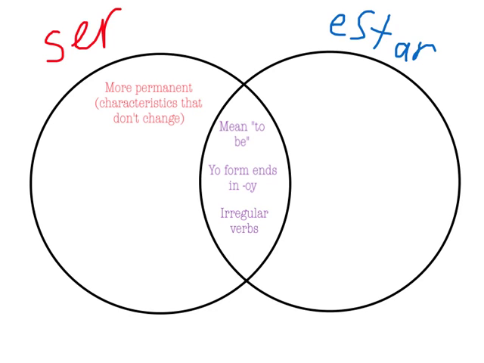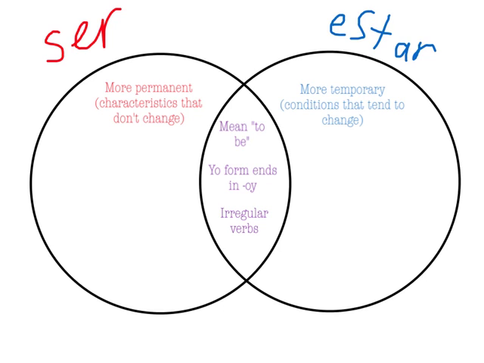My shirt is red would be ser. She is my cousin, right? That's not really going to change. Estar, on the other hand, is more temporary. It's conditions that do tend to change. I know we've talked about this with conditions and emotion, like I'm happy, I'm sad, I am tired. Things like that are going to be estar.